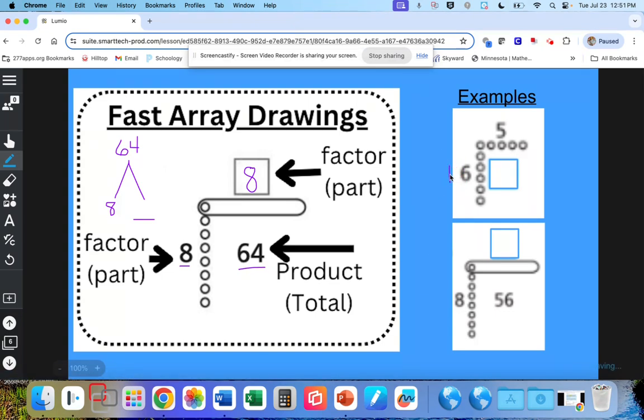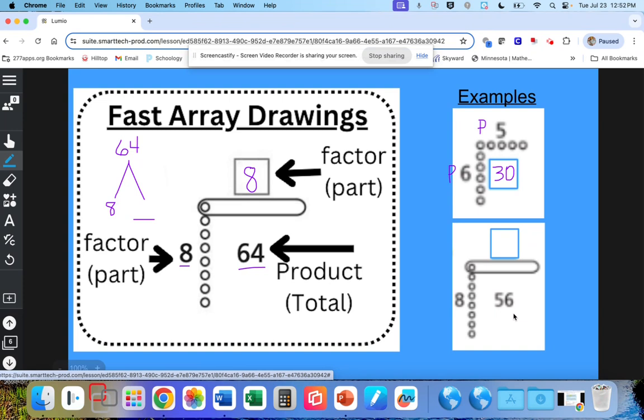So our 6 is a part. Our 5 is a part. So we know we are going to just multiply these together to get our inside amount. 6 times 5 is 30. Again, you could have broken that apart if you needed to and done 5 times 3 and then 5 times 3 and added those two together to get our 30 if you're struggling with these.